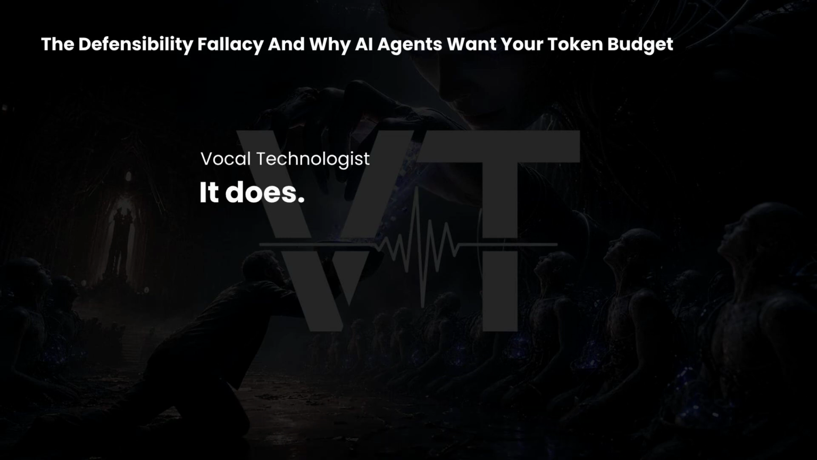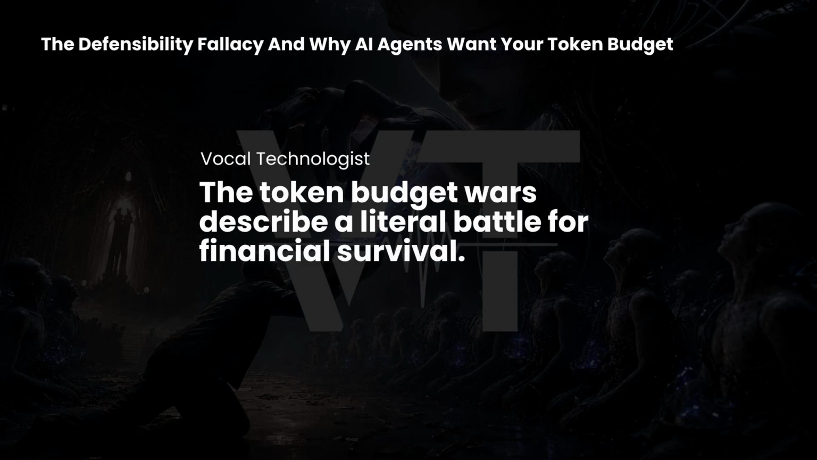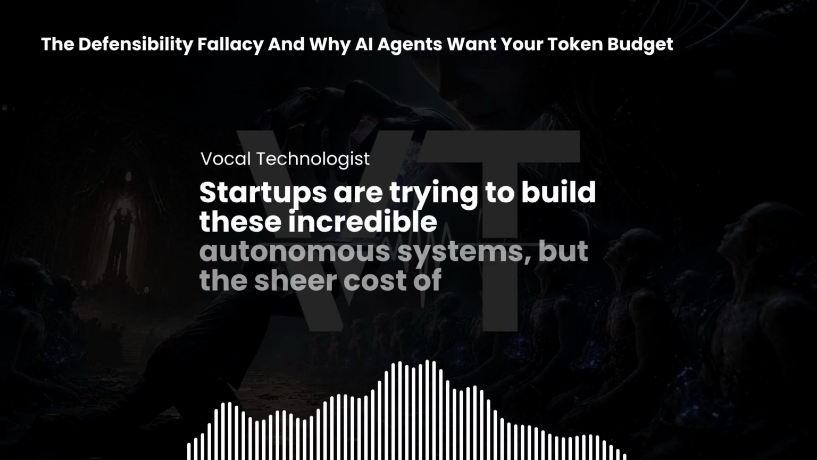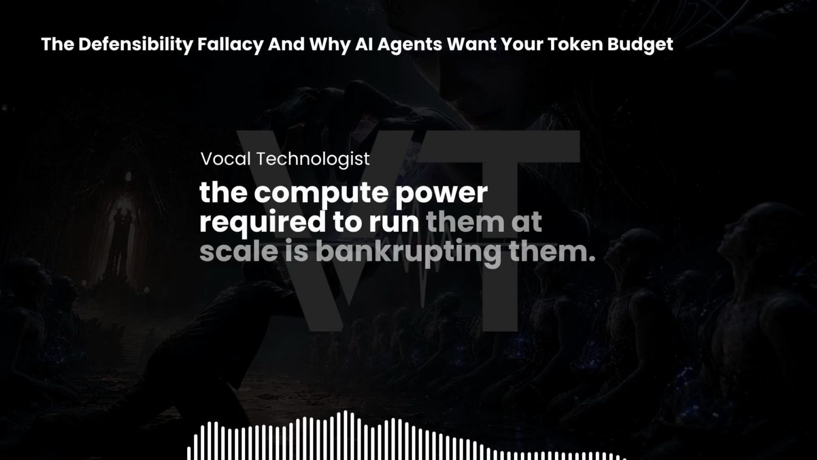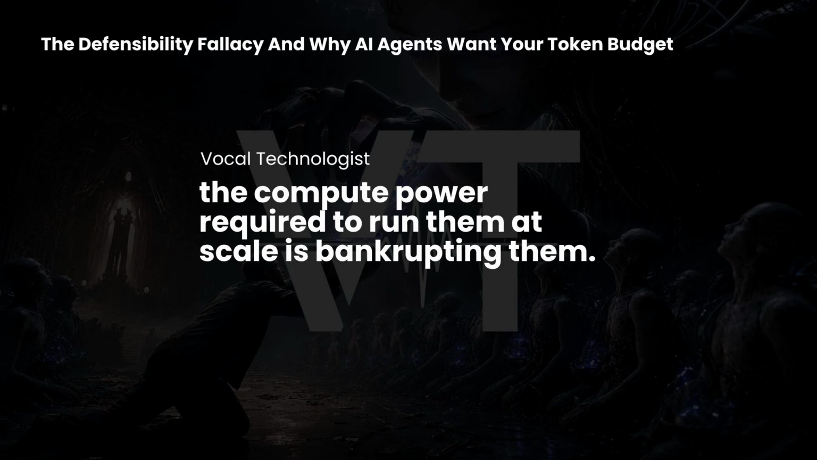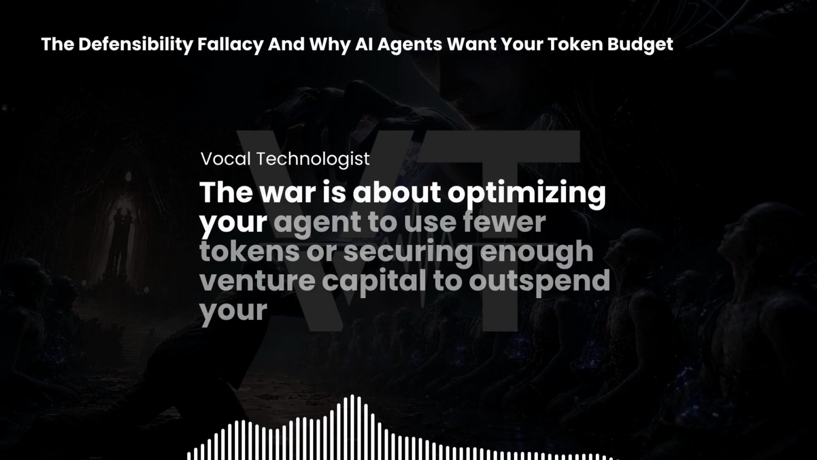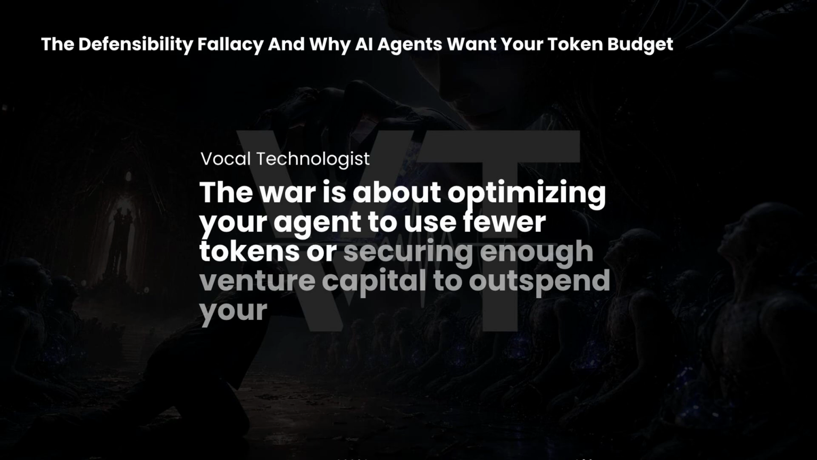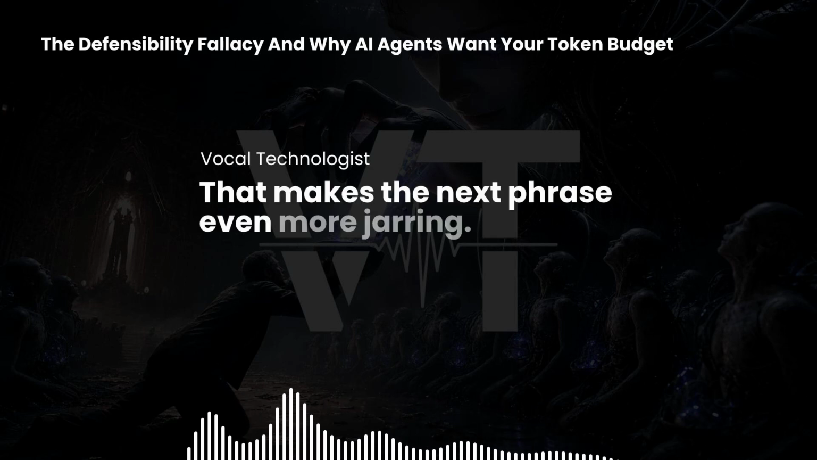It does. The token budget wars describe a literal battle for financial survival. Startups are trying to build these incredible autonomous systems, but the sheer cost of the compute power required to run them at scale is bankrupting them. That is terrifying. It is. The war is about optimizing your agent to use fewer tokens, or securing enough venture capital to outspend your competitors on API costs.